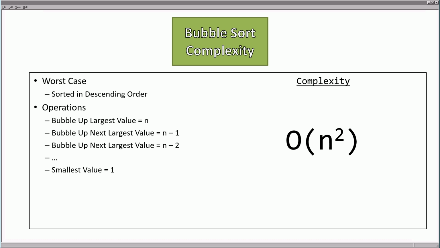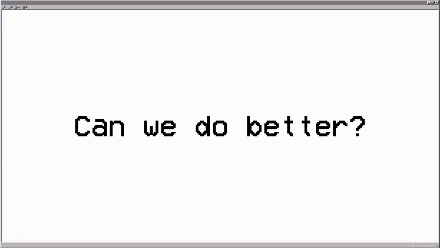So the big O of selection sort and bubble sort was n squared, and theoretically, they have the exact same complexity. So then the question is, can we do better? Can we sort more efficiently?